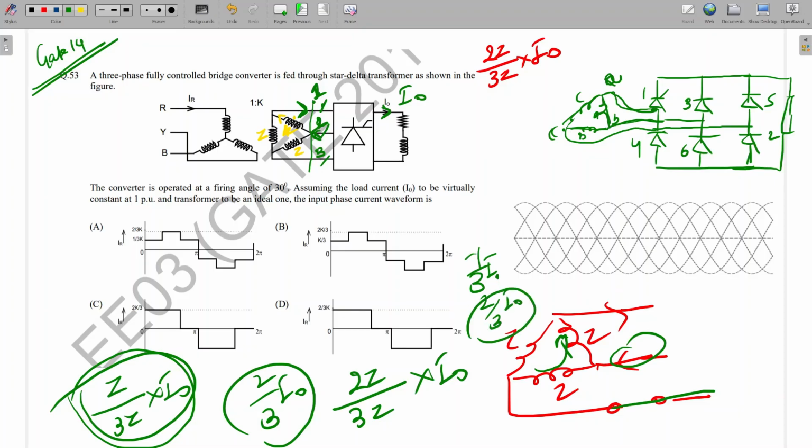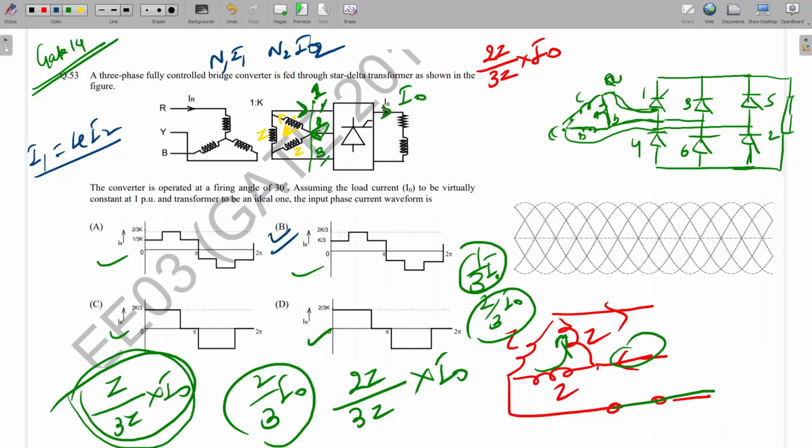Is it clear? So if you see the waveform here, that option is not there. Like 1 by 3 I naught and 2 by 3 I naught, only 2 by 3 is there. Here also that same thing is there. Out of these two options, one will be correct. And what is the transformer equation? N1 I1 is equal to N2 I2. So here what is given? I1 is equal to K I2. But here it is written divided by K. But here 2K by 3 and K by 3. So this will be the correct option. Is it clear?